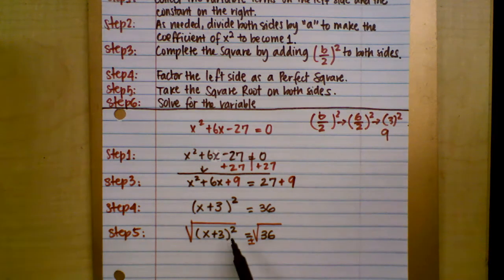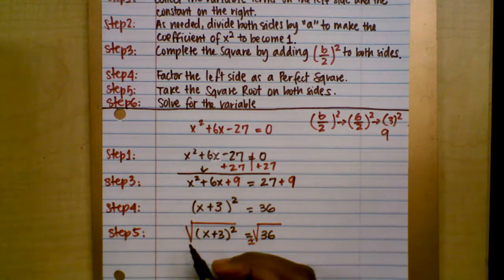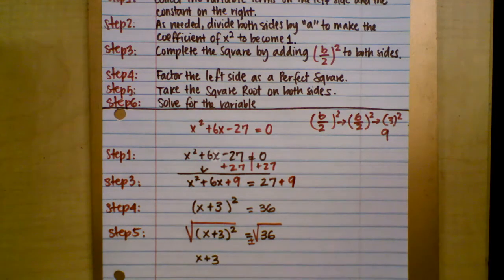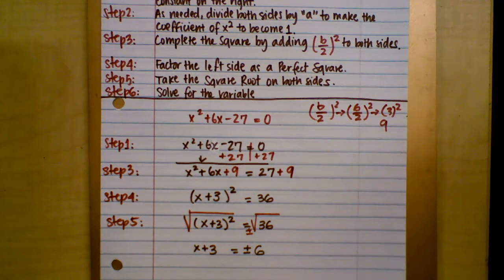So now the square root undoes the square. So you're left with x + 3. Then you get equal to minus and plus the square root of 36, which is a perfect square. So what number do I square and I get 36? It's 6. Again, I have two answers: one is positive 6 and the other is negative 6.